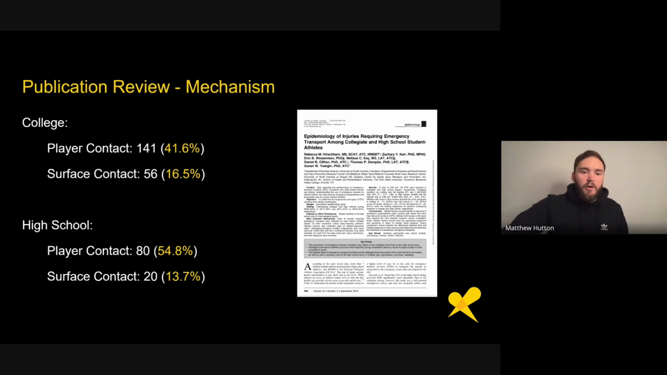The top two mechanisms for emergency transport were consistent in both college and high school. The rates just varied a little bit. For college, the surface contact was about 17%, and then the player contact was the majority. Again, think about when you're watching a game, when you're covering an event, what's the moment you need to keep your eye out for, if somebody gets up slowly or if somebody's not getting up. It's probably a player collision.